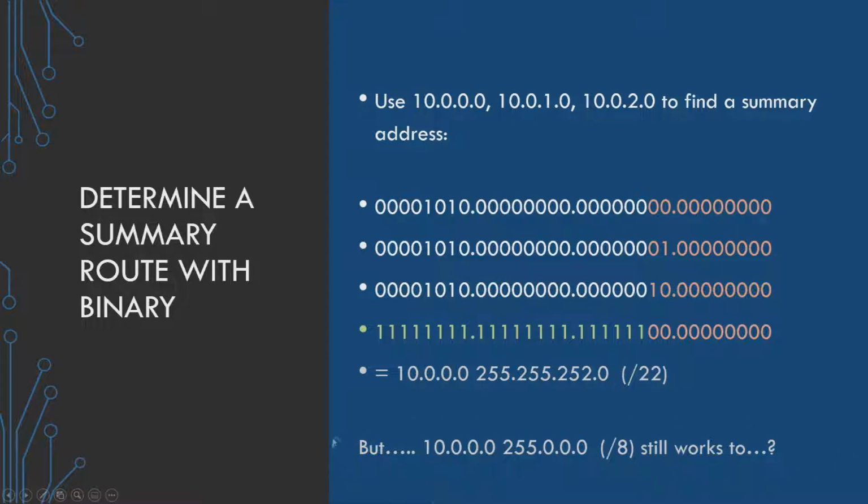But as I've put down here, we could also just do a /8. We could do 10.0.0.0 with a 255.0.0.0 subnet mask, which is /8, and that still works. That's still a summary address that covers all three of those addresses. But it's not specific enough, because that's going to capture way too many networks. We could just do the first octet as ones and then the rest zeros, but the idea when you're using a summary address is that you're being as specific as possible while capturing all of your necessary addresses.